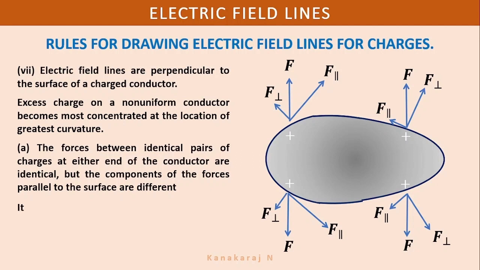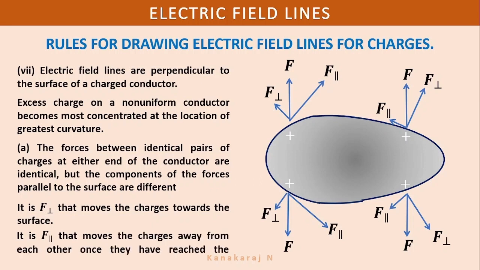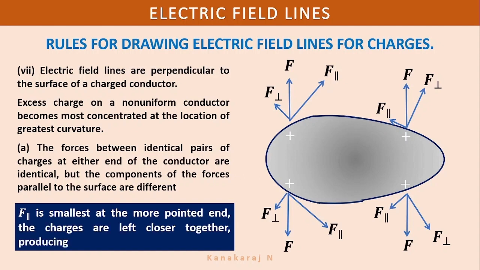Now, it is F perpendicular that moves the charges towards the surface. It is F parallel that moves the charges away from each other once they have reached the surface. Good. F parallel is smallest at the more pointed end. The charges are left closer together, producing the electric field as shown in the figure. This is the reason why the pointed end has more charges compared to the blunt end of the conductor.